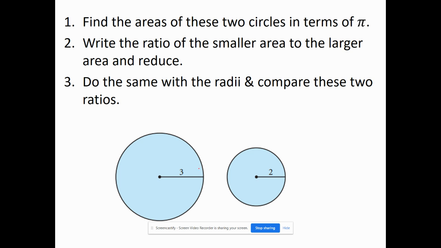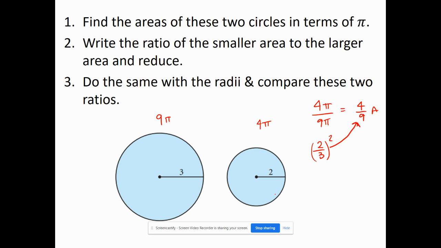With circles in terms of pi, the area of this circle would be 9 pi because 3 squared, and this one would be 4 pi. Write the ratio of the smaller one to the larger one and reduce, we just get 4 over 9. So that's the areas again. Now if we do that with the radii, we get 2/3. And notice when we compare, again, if you square this, it will be equal.